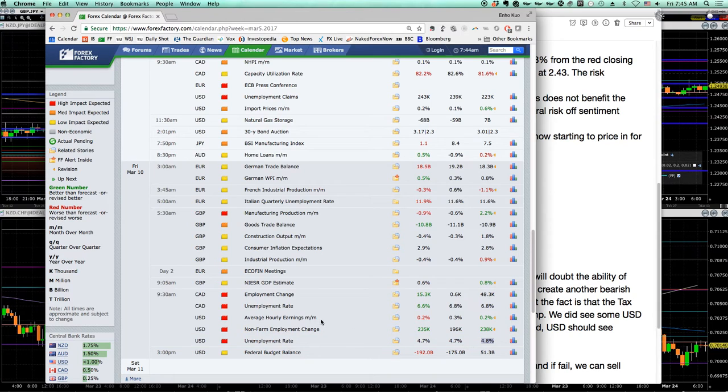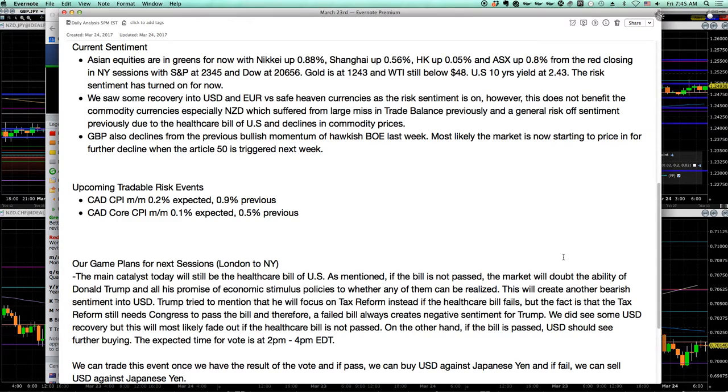However, the most important thing was the average hourly earnings. That was what the Federal Reserve was looking at, and unfortunately it was lower than expectation. So we did see an initial spike, 10-15 pips, but it soon faded out, and a lot of people got caught up and ended up losing. So that's something I have to be careful about, and this is something I'm still learning myself as well.